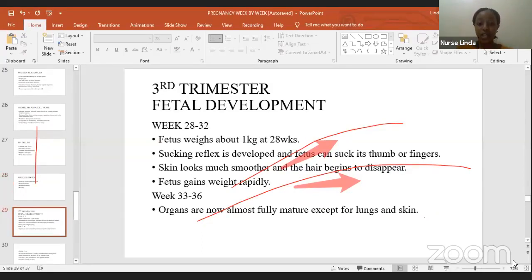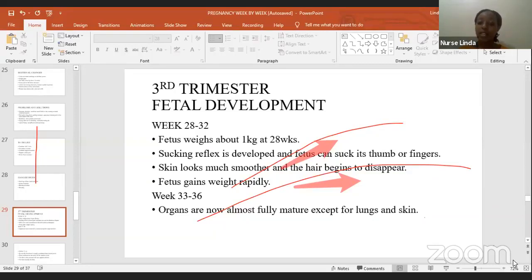Now we move to the 3rd trimester. It begins at 28 to 32 weeks. And the fetus is weighing about 1 kg at that point, a kilo of meat. So the baby has a sucking reflex. We said they were already swallowing the amniotic fluid, and the sucking reflex at this point is present. The sucking reflex is very important so that the baby is able to breastfeed once they are born. So if through the ultrasound you could see the baby sucking their thumbs or fingers, that means they are ready for sucking. The skin becomes smoother and the hair begins to disappear.